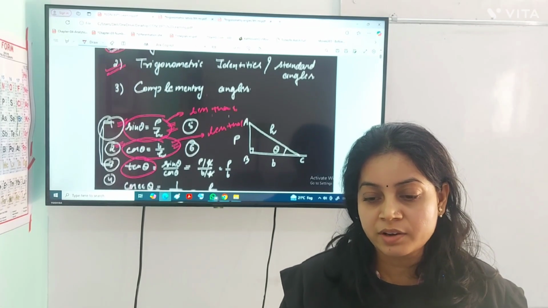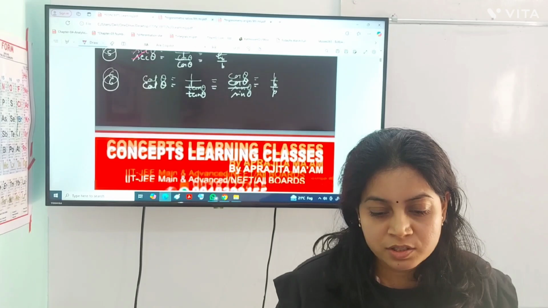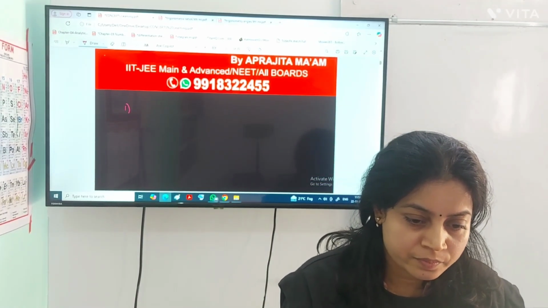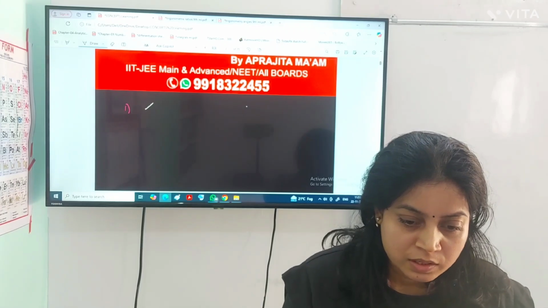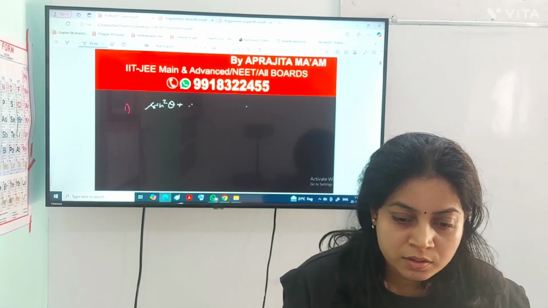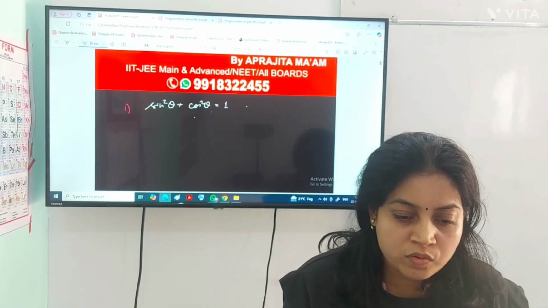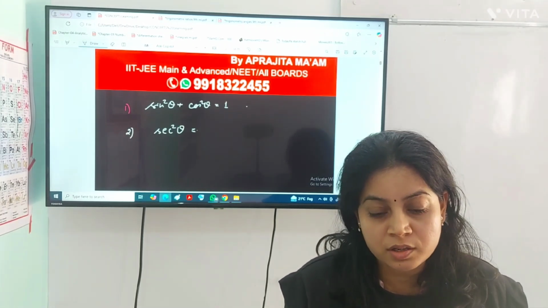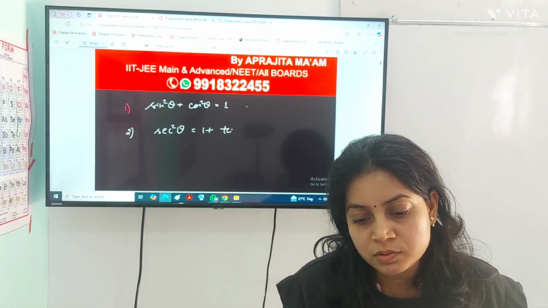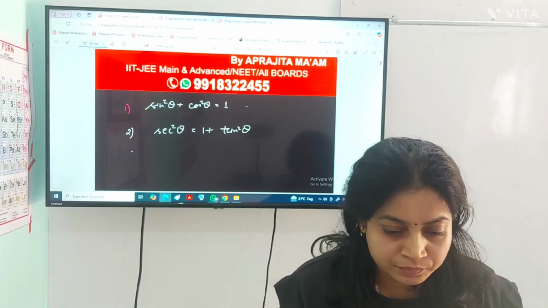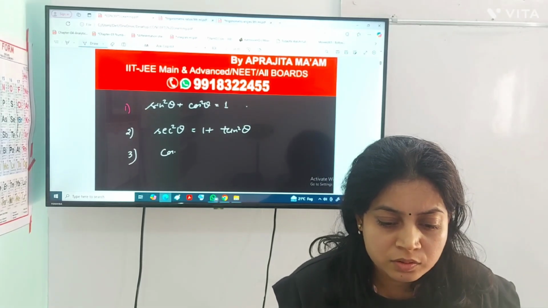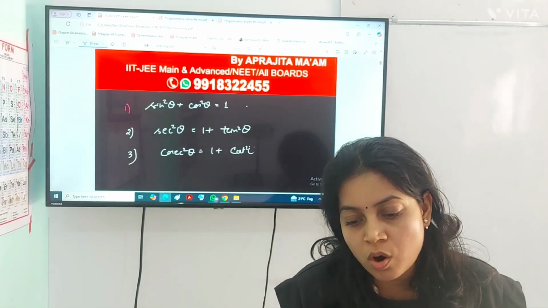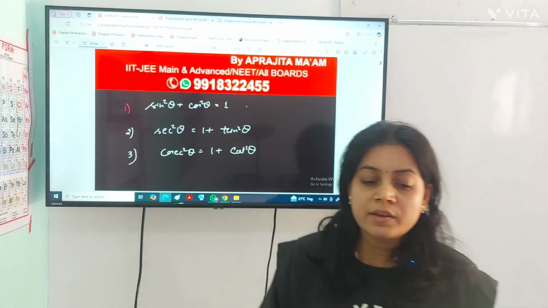Now we will go for the trigonometric identities. So what are trigonometric identities? The first identity is sin square theta plus cos square theta is equal to 1. The second identity is sec square theta is equal to 1 plus tan square theta. And the third one, cosec square theta is equal to 1 plus cot square theta, right?